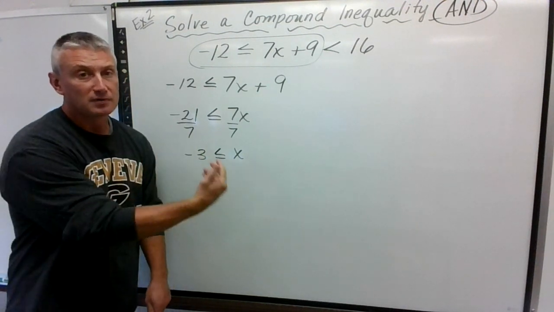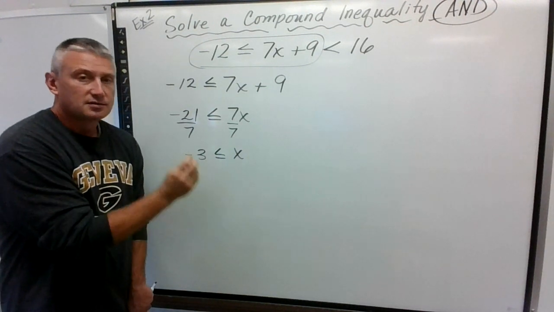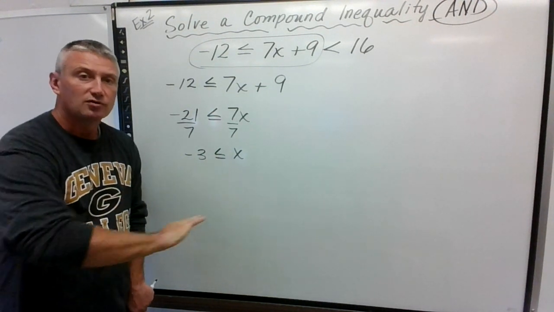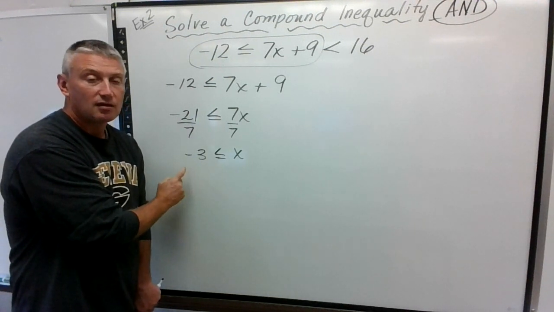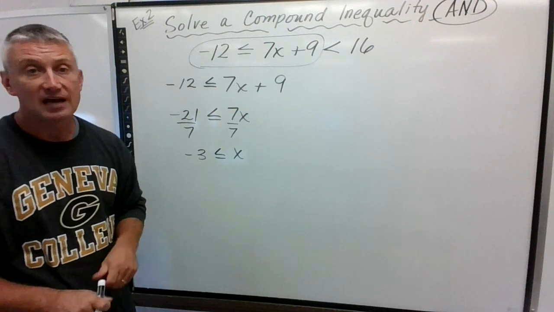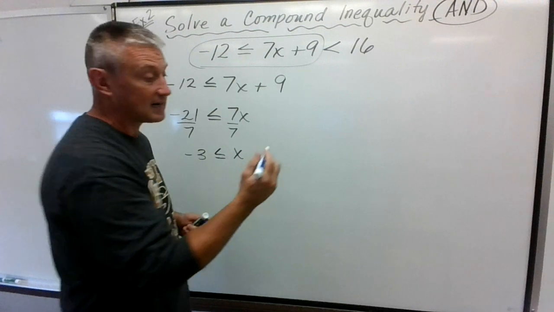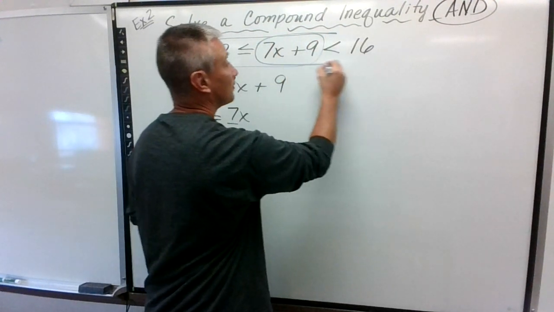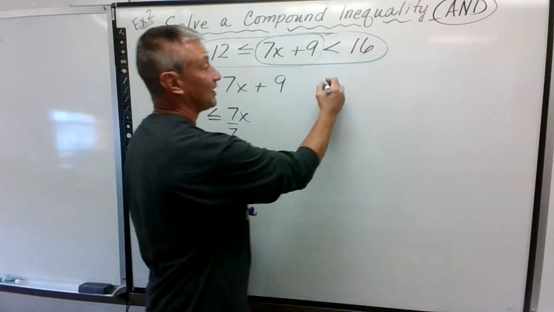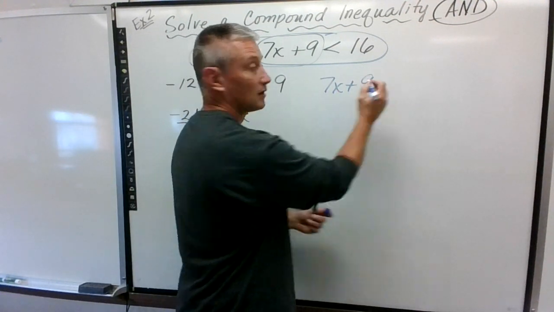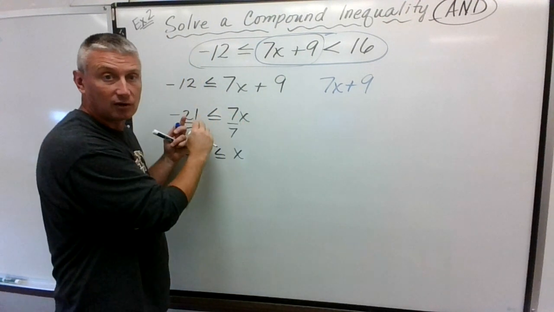Now notice I did read it backwards here because I want you to read the variable first, so it makes more sense to you whenever you try to graph this. X is greater than or equal to negative 3. And now, where's the other inequality? The other inequality is located right here. That is 7x plus 9. Notice that that is true for both. It is in both of the inequalities.